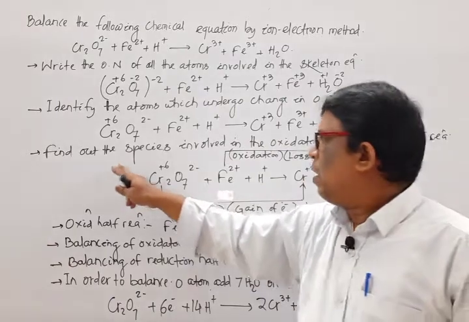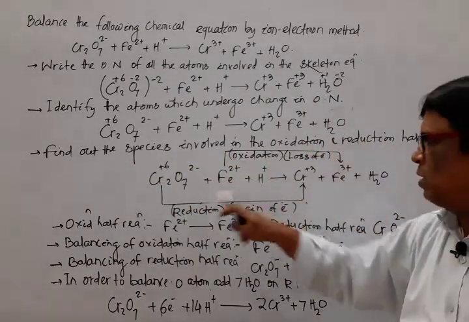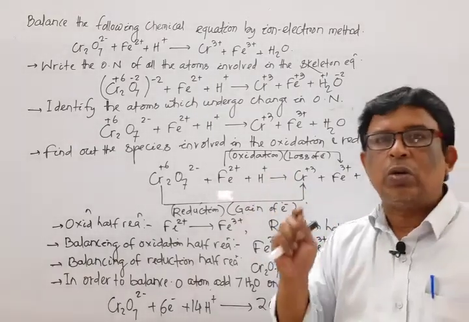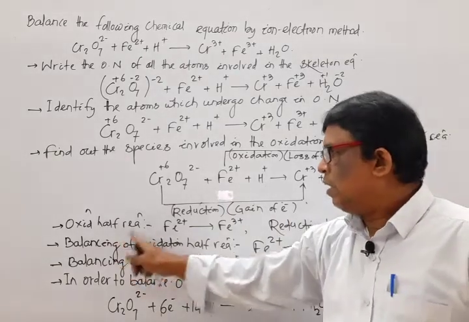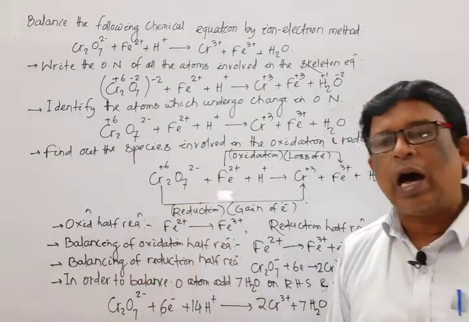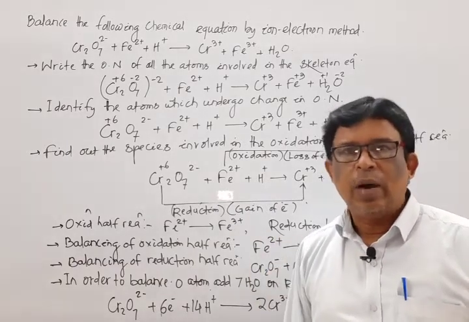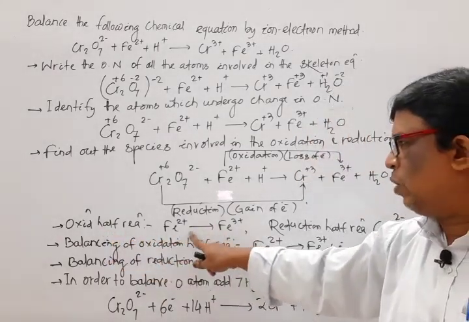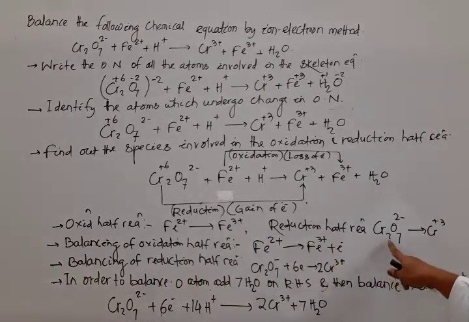And next step, find out the species involved in the oxidation and reduction half reactions. Mention where there is loss of electrons and where there is gain of electrons. Calculate the total number of electrons lost and the total number of electrons gained. Then break down the equation into two half reactions. One is known as the oxidation half reaction, one is known as the reduction half reaction. Mark that. Oxidation half reaction: Fe2 plus gives rise to Fe3 plus, and the reduction half reaction: Cr2O7 2 minus gives rise to Cr3 plus.